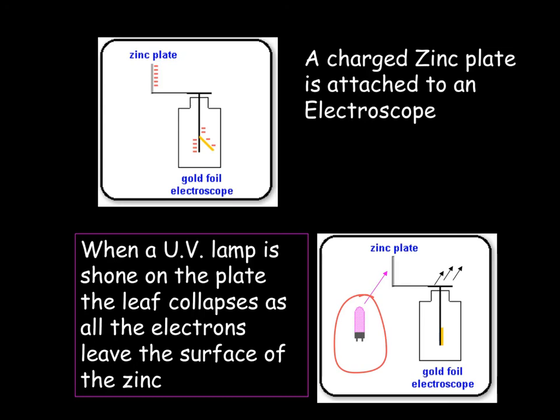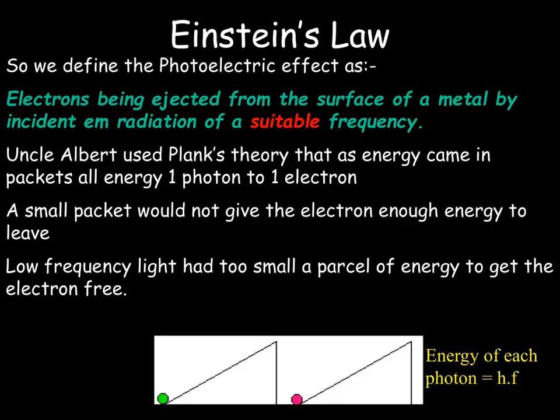You have a charged electroscope. As you shine the light on it, the electrons jump off. Finally, electrons jump off the cap, and this means that the leaf collapses. So you shine the light, the leaf collapses, and you've proved that the photoelectric effect exists.